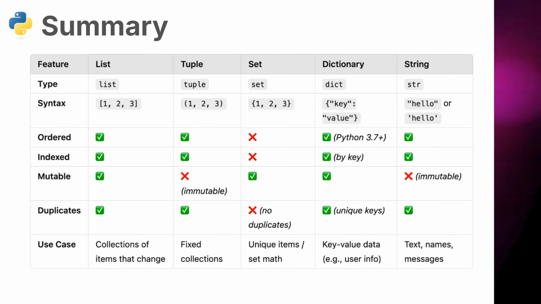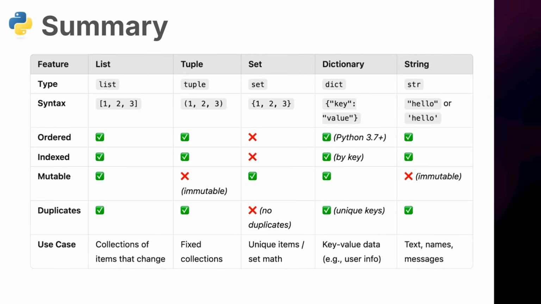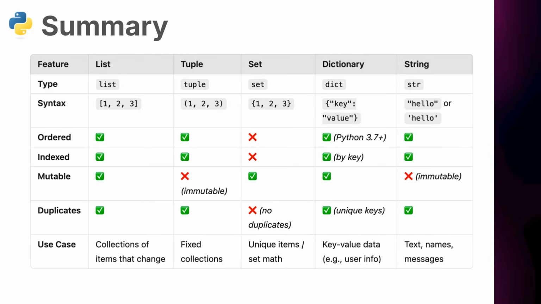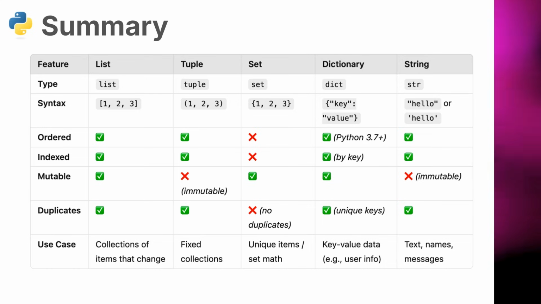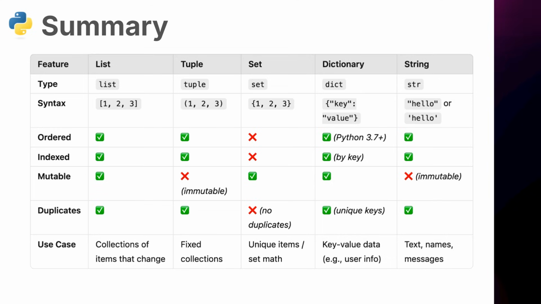Use cases. List is for collections that can grow or shrink. Tuple is for fixed collections like coordinates or constants. Set is for storing unique items or doing set-based operations. Dictionary is for structured data with key-value relationships like user profiles. String is for text, messages, and character data.